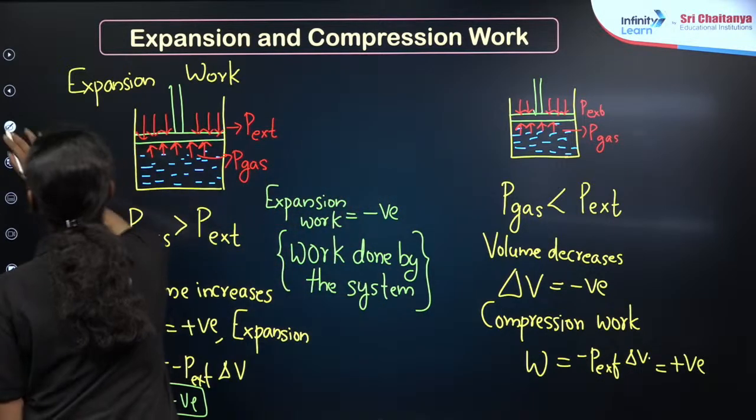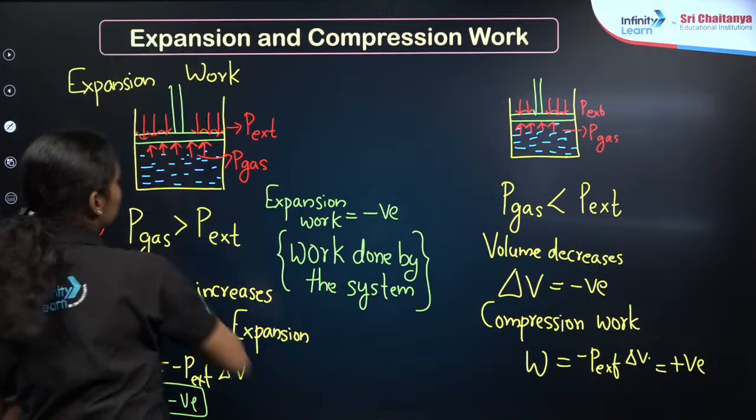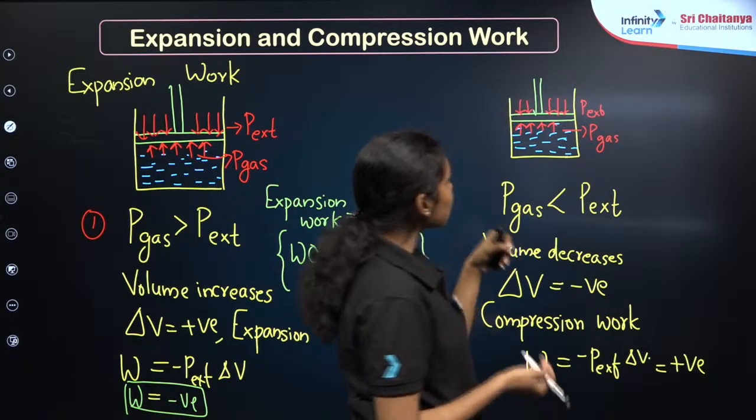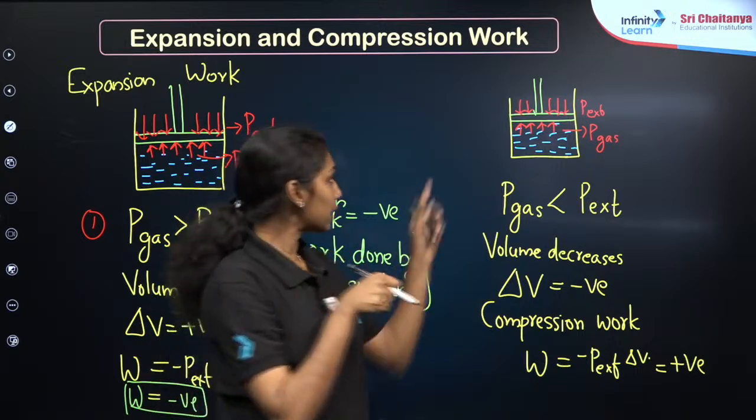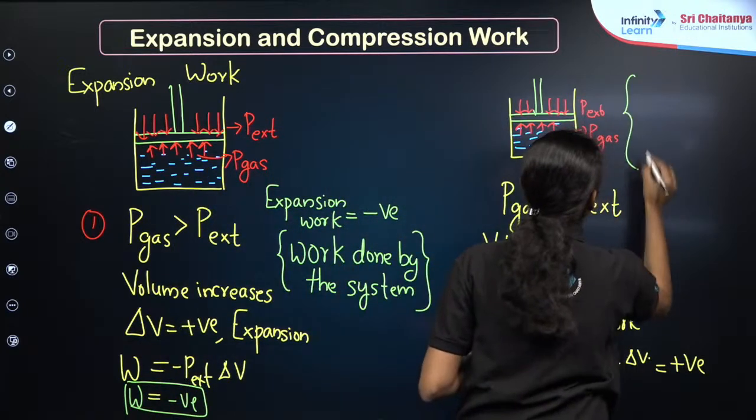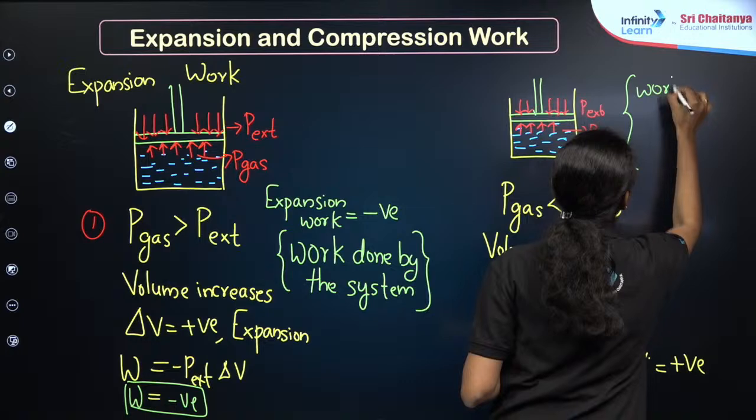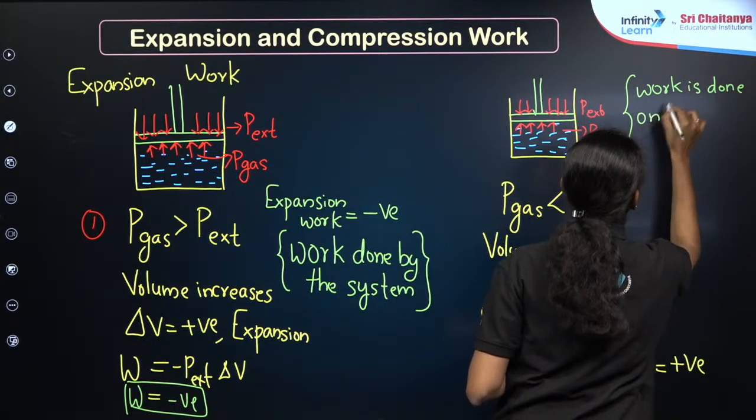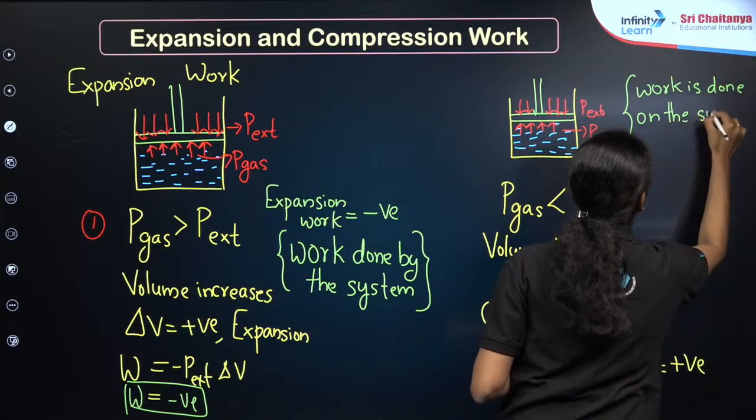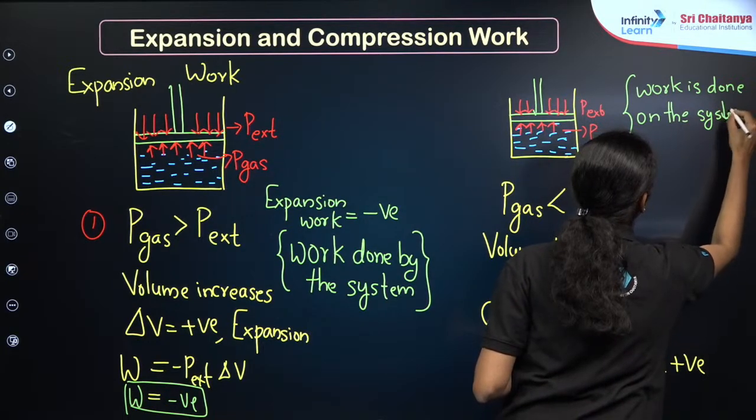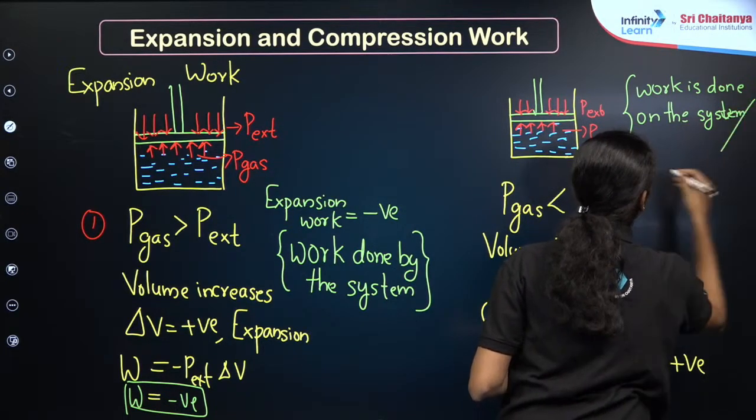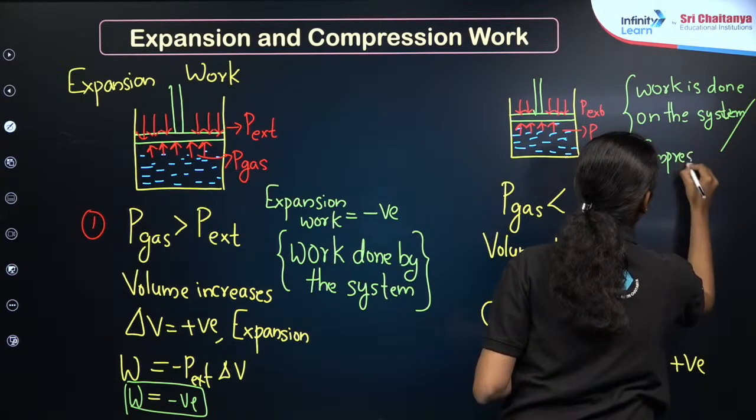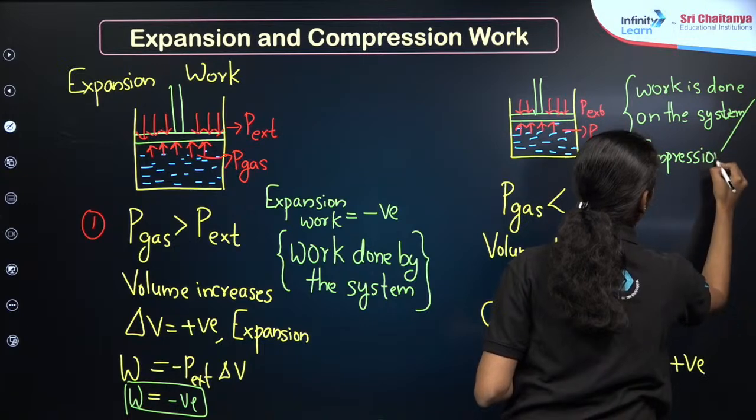Otherwise, we can say that here P external is greater, which means that work is done on the system by this piston. Or it will be the compression work, and the sign of this work is positive. Clear?